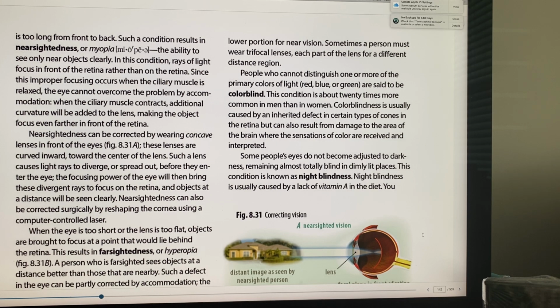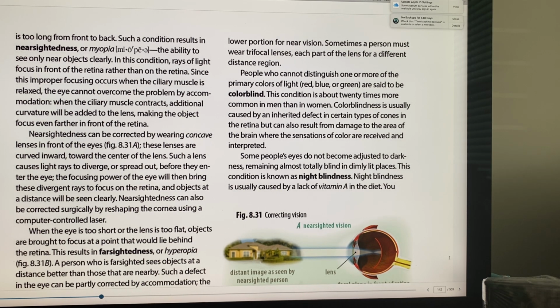And night blindness is the lack of rhodopsin. Rhodopsin, remember that chemical? Vitamin A gives us rhodopsin, and if you don't have enough rhodopsin, then you have this night blindness. And the rods cannot attain their maximum sensitivity.